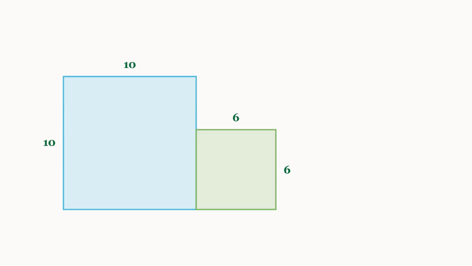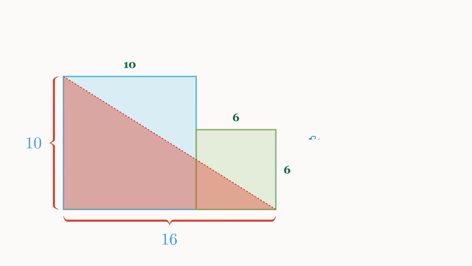Here we have two squares side by side. A large square with side 10 and a small square with side 6. Draw a line from the top left corner to the bottom right corner. This creates a big triangle. The base of the triangle is 10 plus 6 equals 16, and the height is 10. Applying the triangle area formula, the area is 1/2 times 16 times 10, we have the answer 80.